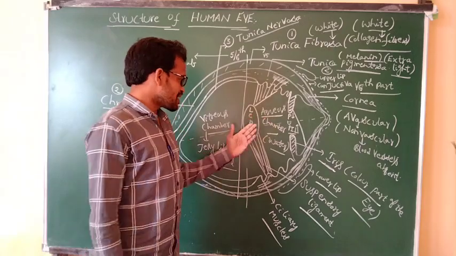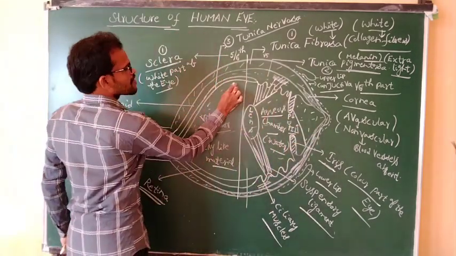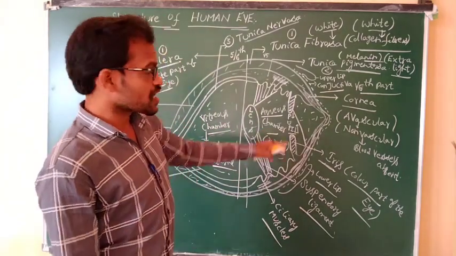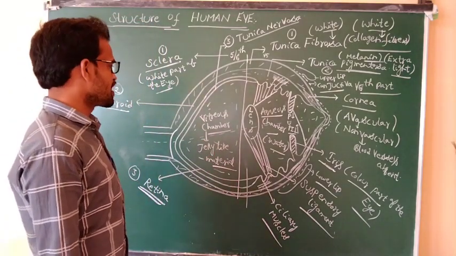This is the aqueous chamber. These are all the aqueous chamber. This is the vitreous chamber. It is in water form. The vitreous chamber is in the form of jelly-like material.